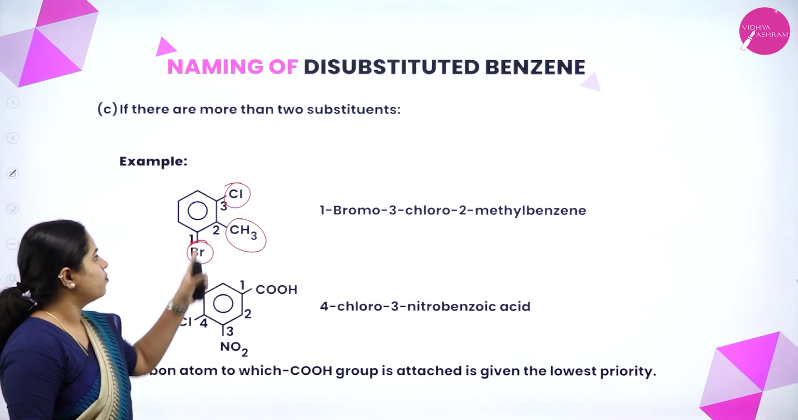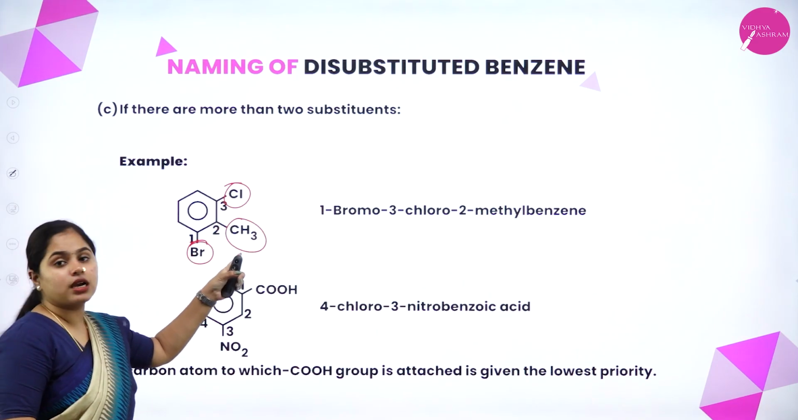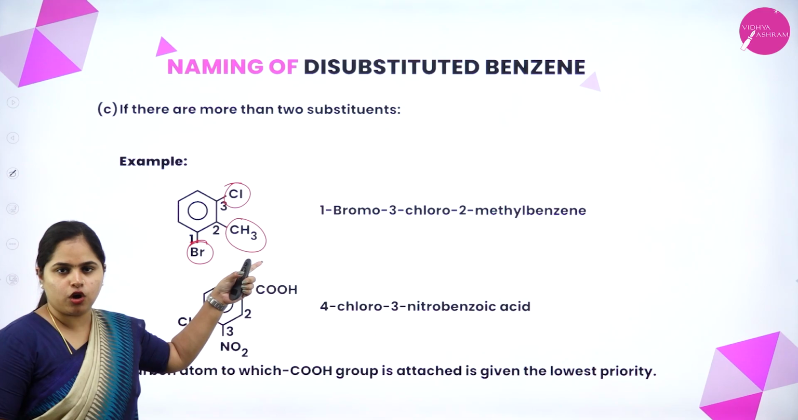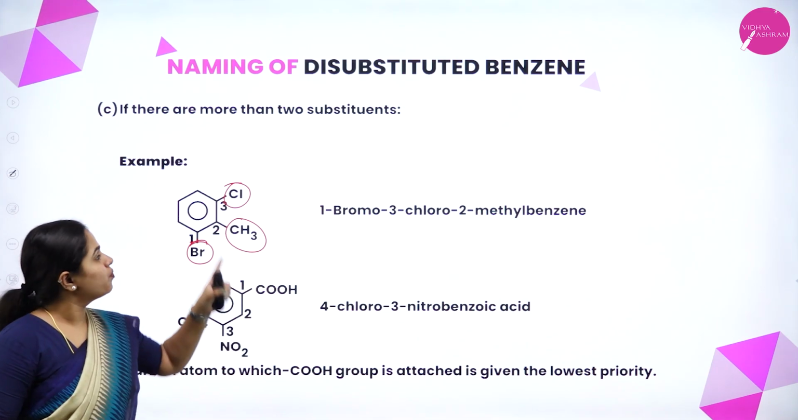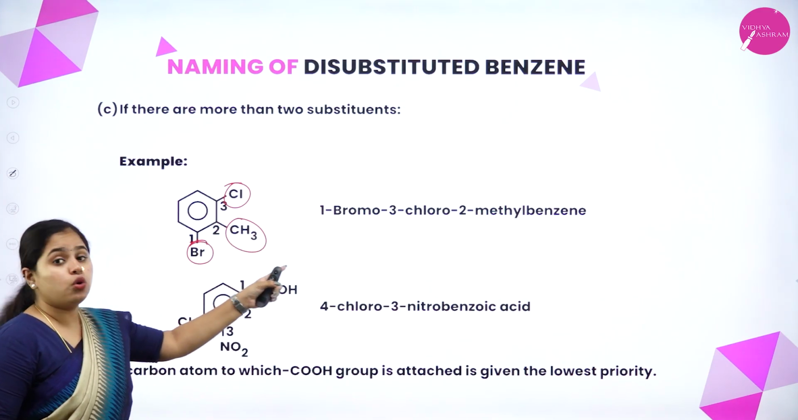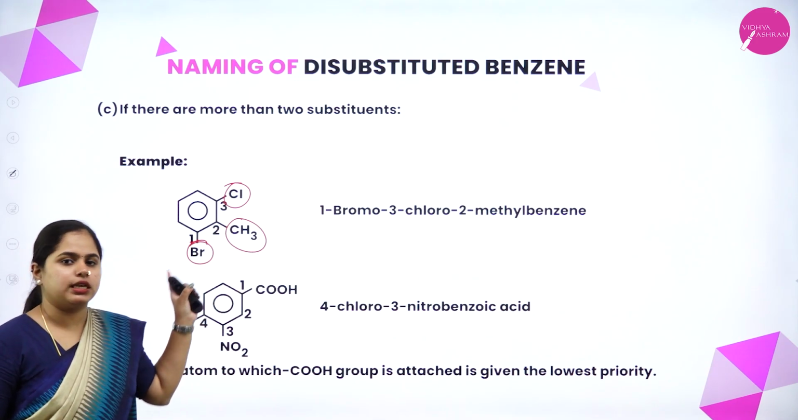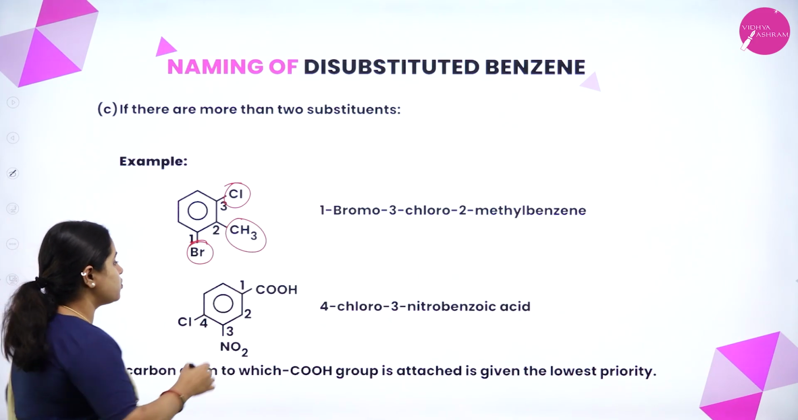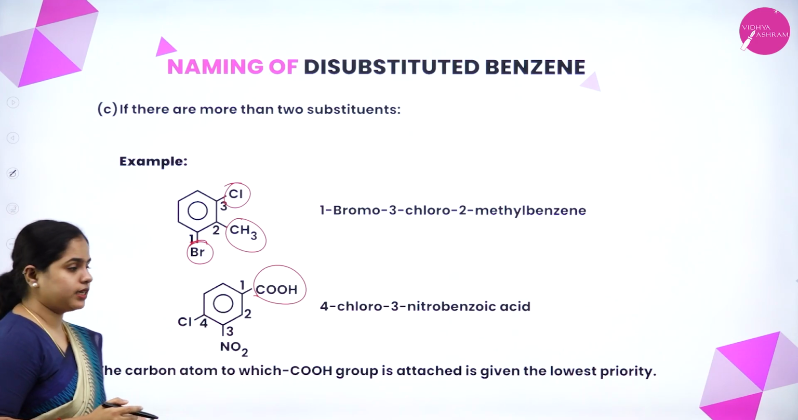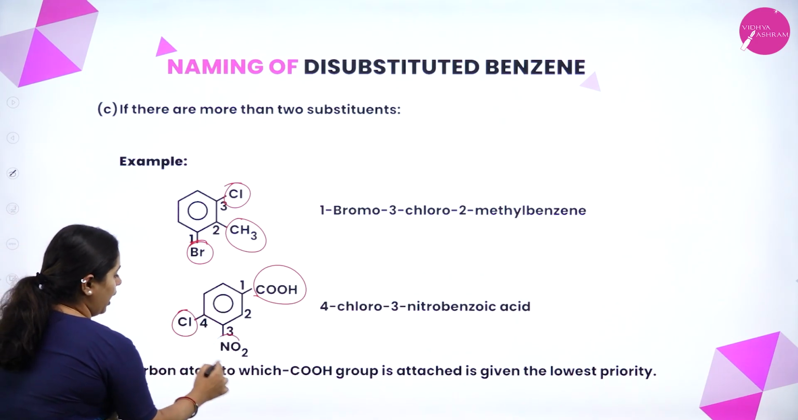So 1 bromo, then comes chlorine, then last comes methyl in the alphabetical order. So 1 bromo, 3 chloro, 2 methyl benzene. Right. So moving on to the next one, there is a carboxylic acid present here. Yes, and then chloro and nitro.